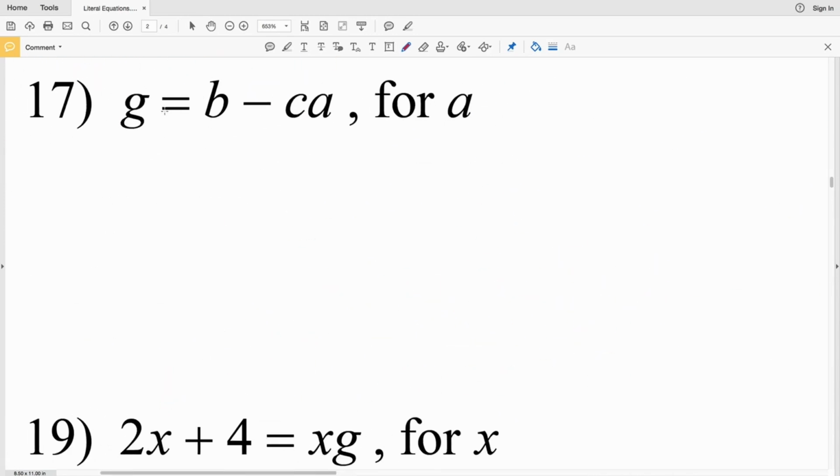In number 17, g equals b minus c times a, and we're solving for a. So first we have to move this b to the other side. We're going to do this first because if we were to divide by c at the very start, we would have multiple fractions and it might get a little messy. That way we'll be left with negative ca, and then from there we can isolate that a. So we'll have g minus b equal to negative ca.